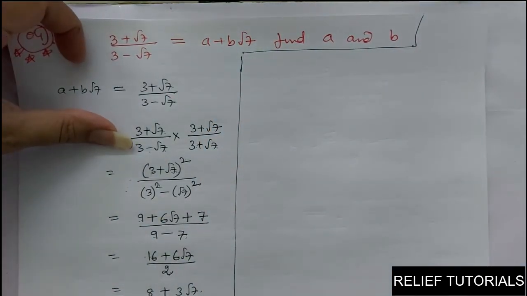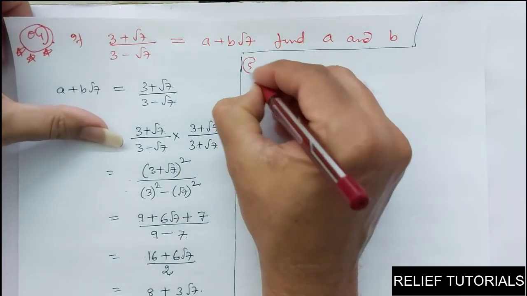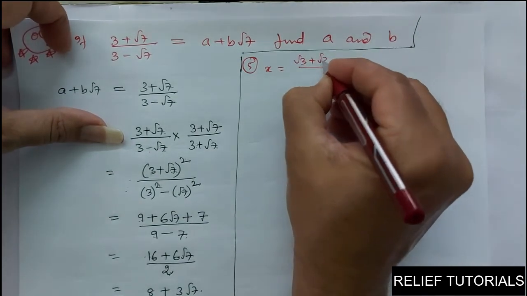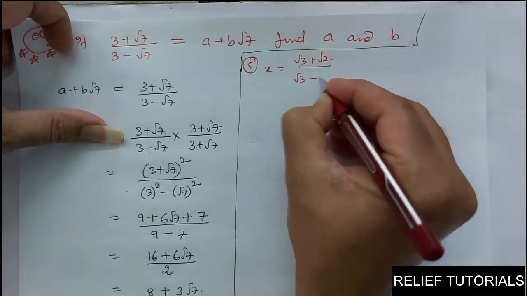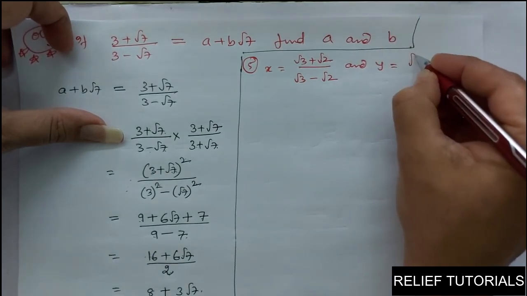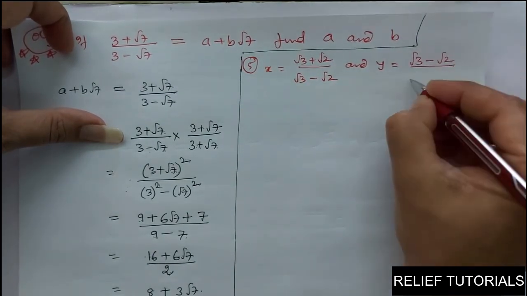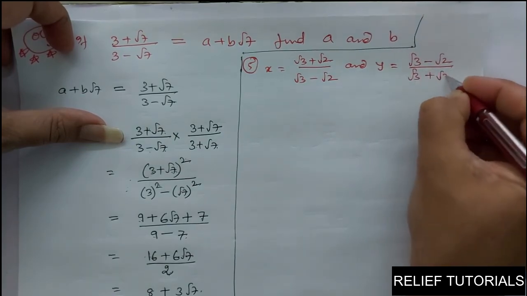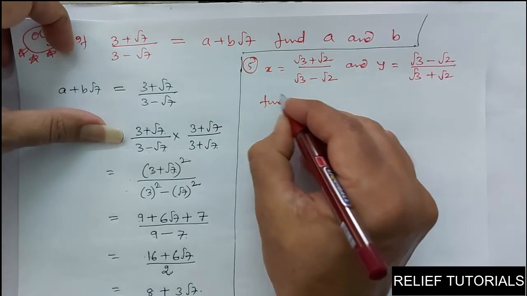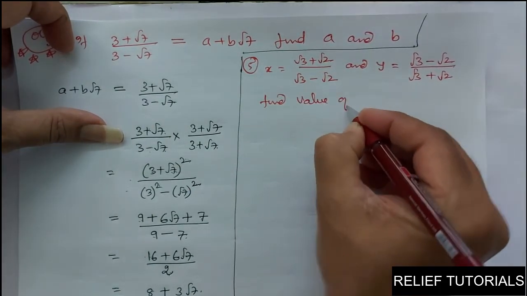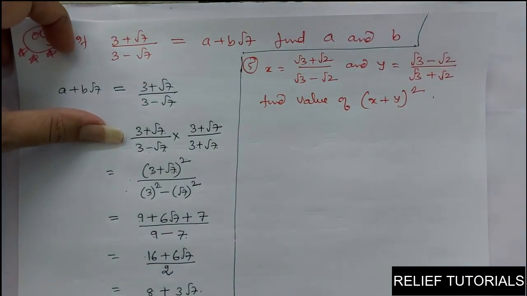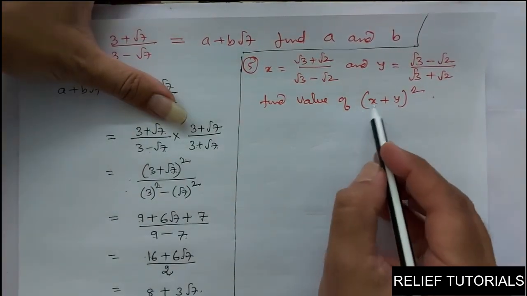Now we will do one more problem. Question number 5. See, x is equal to (√3 + √2)/(√3 − √2), and y is equal to (√3 − √2)/(√3 + √2). The reciprocal of this is y. Then find the value of (x + y) the whole square.